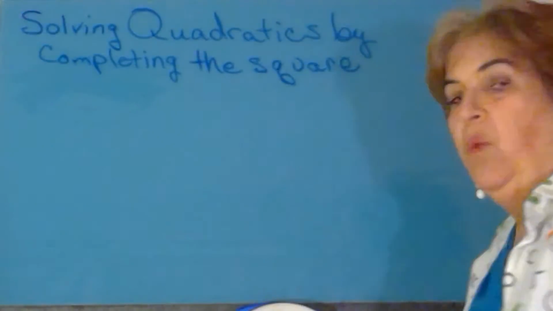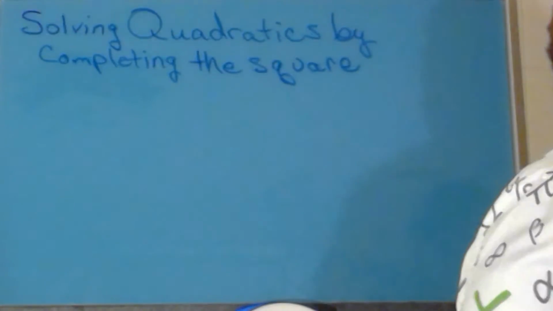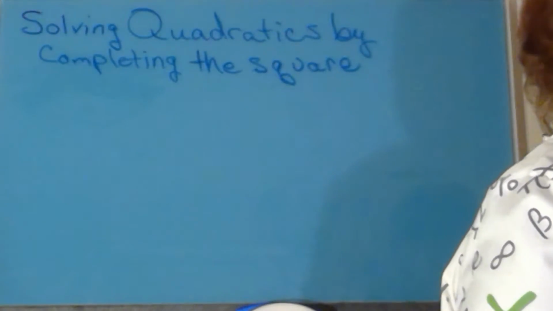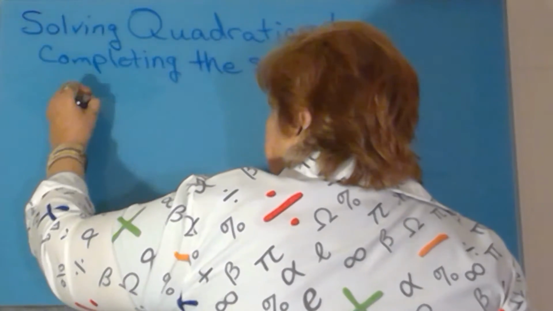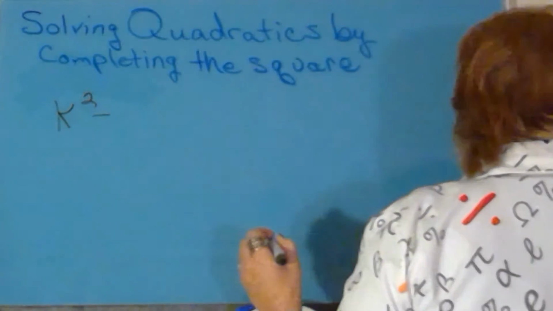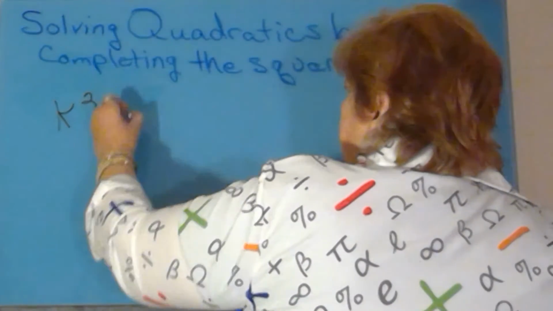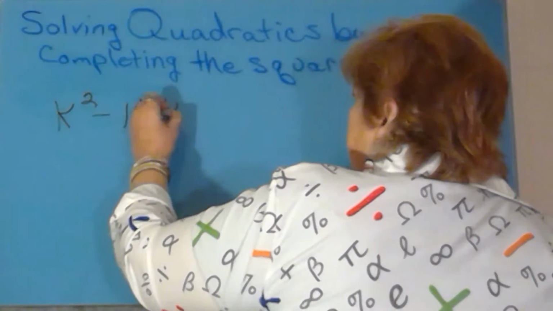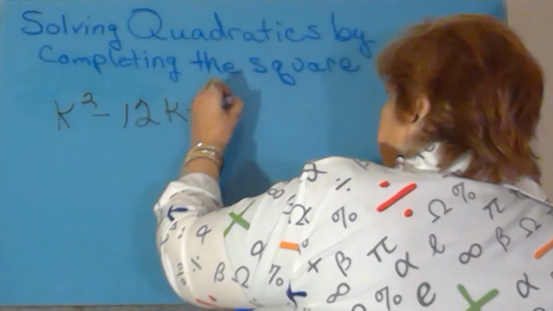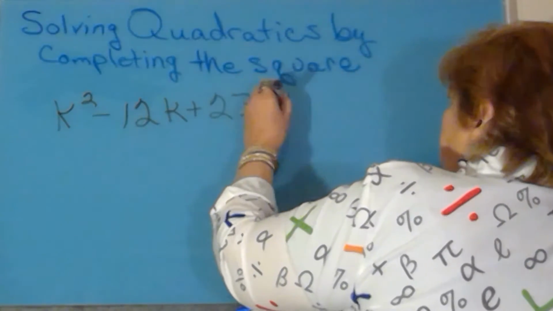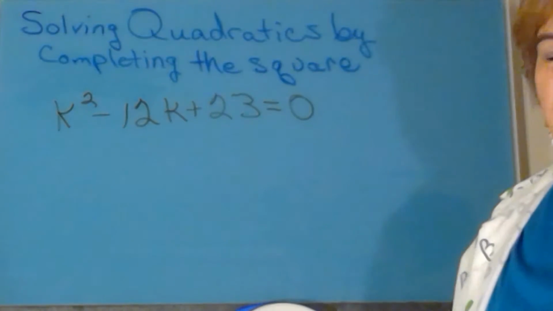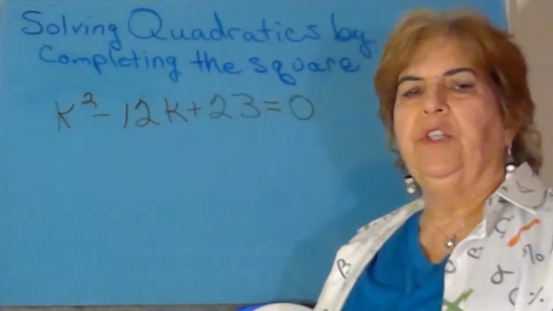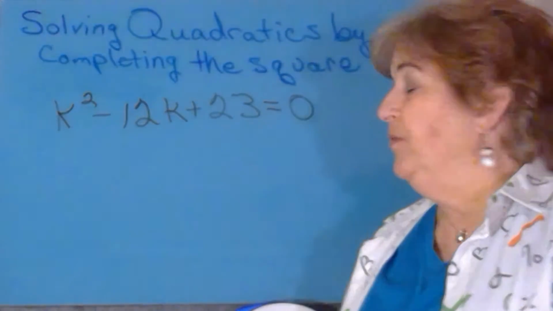We're going to do one more example, and this example is k squared minus 12k plus 23 equals 0. I'm not sure why this worksheet seems to like k's for their variable.